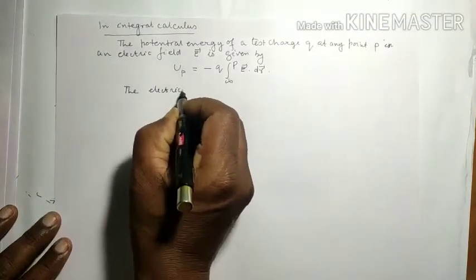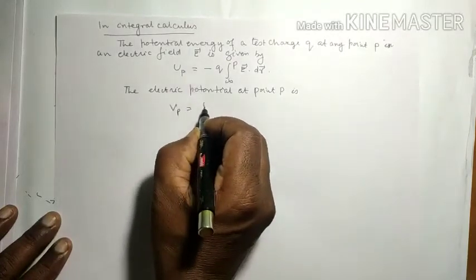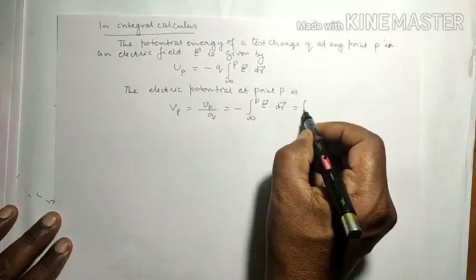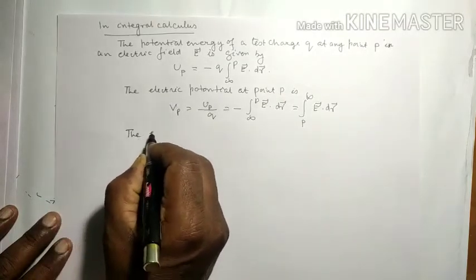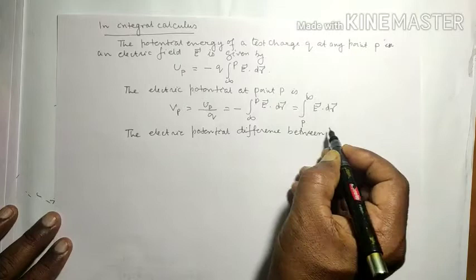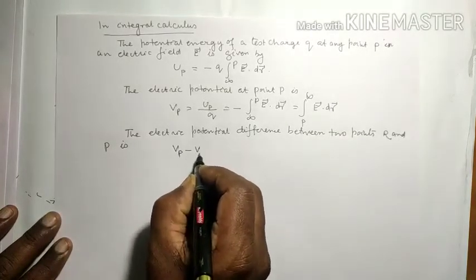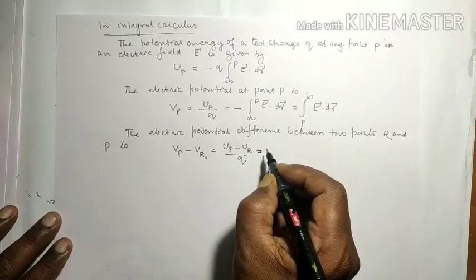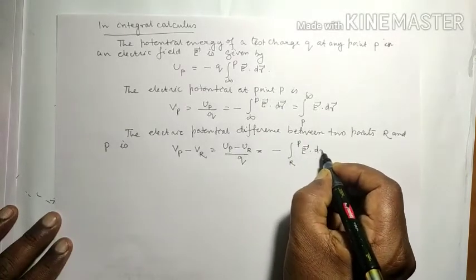The electric potential at point P is Vp equal to UP by Q, that is equal to minus integral from infinity to P of E dot dr, or this is equal to integral from P to infinity of E dot dr. The electric potential difference between 2 points R and P is Vp minus Vr, that is equal to UP minus UR by Q, and this is minus integral from R to P of E dot dr.